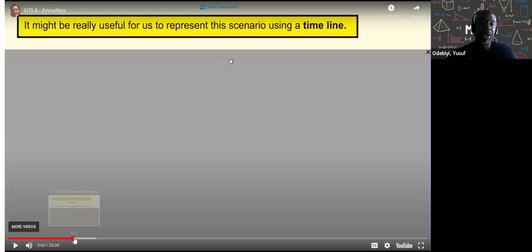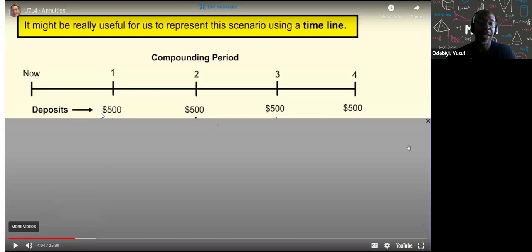He's basically going to show you the timeline. So let's look at the timeline. The timeline shows where he gets his $500, and you can see how the compounding interest changes on each deposit. So there you go. Let's fast forward.